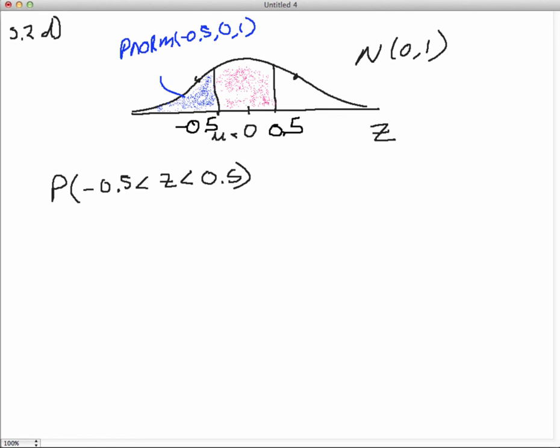Now, what about the red area? Let me change this a little bit. If I wanted all of the red area, everything, it would look like this. So this thing that I'm outlining right here, that area right there, what would that look like? In other words, I want the blue area and the red area combined. Well, the outlined area is going to be given by pnorm of positive 0.5, 0, 1. And so hopefully you see the trick there.